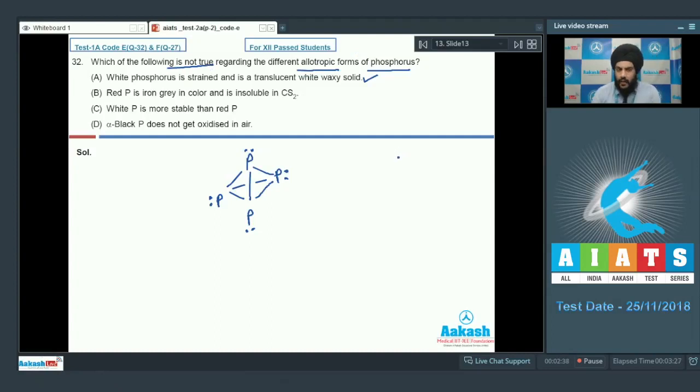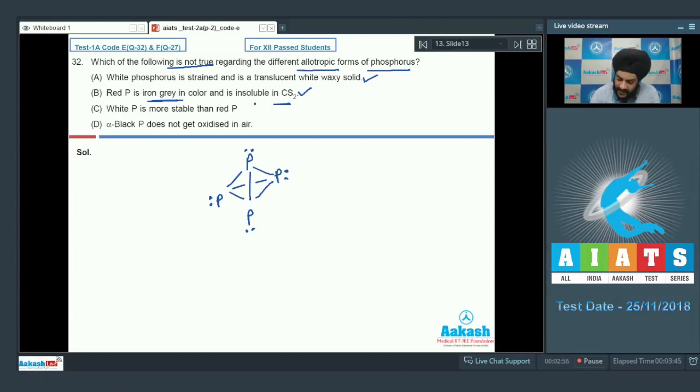Let us look at option B now. Red P is iron grey in color and is insoluble in CS2. This is also correct, students. The red P is not red in color. It is in fact iron grey in color and it is not soluble in CS2 as well. So this statement is also correct. If you look at option C, white P is more stable than red P.